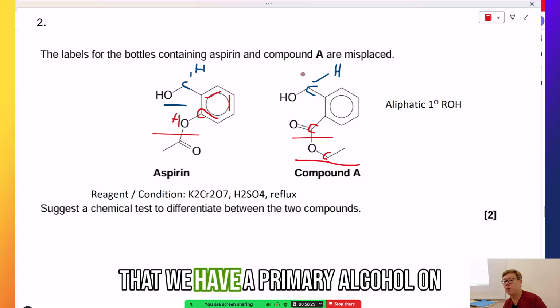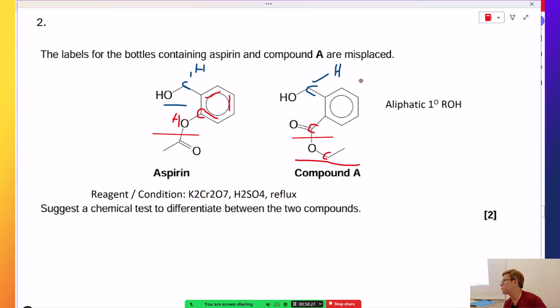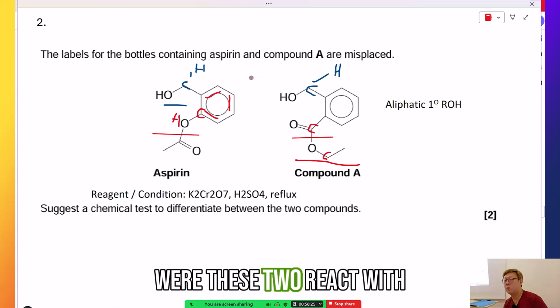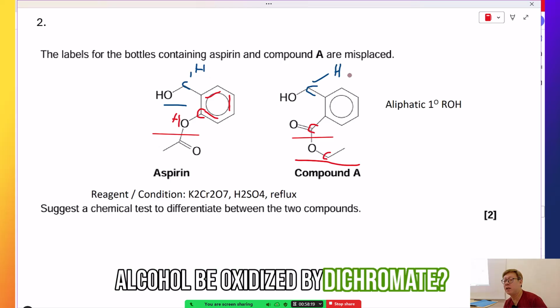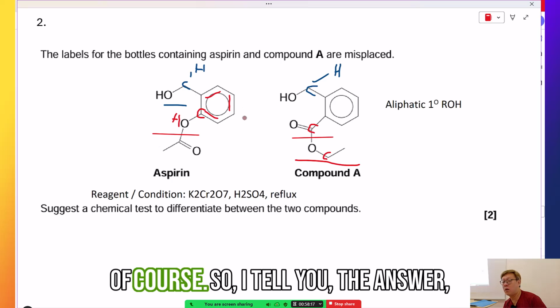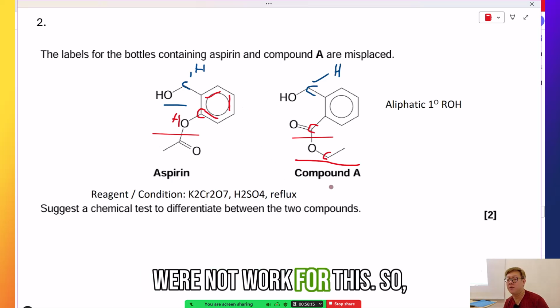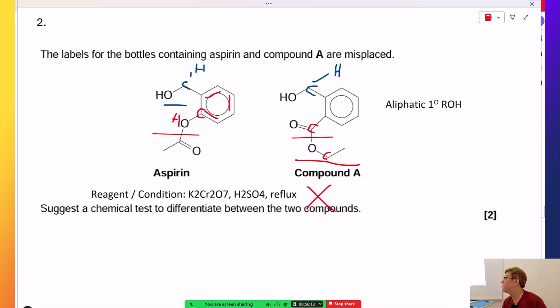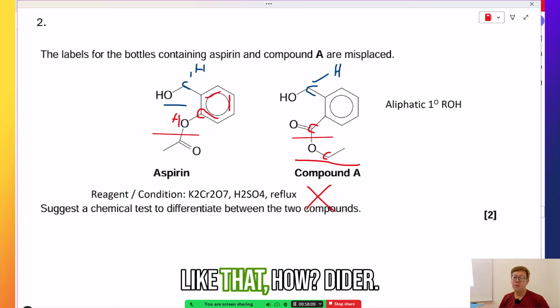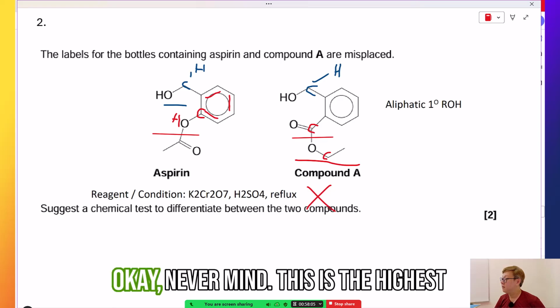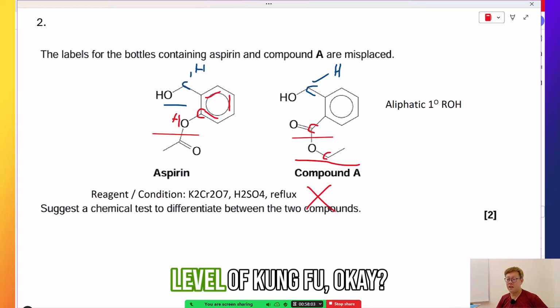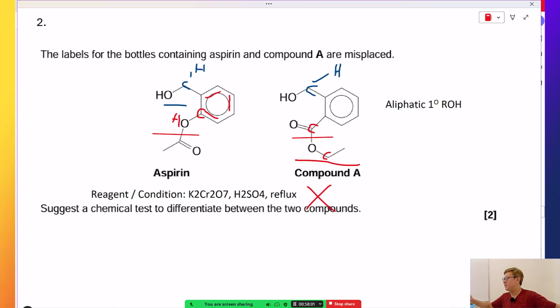Do you see that we have a primary alcohol on top? So will these two react with dichromate? Can primary alcohol be oxidized by dichromate? Of course. So I tell you, the answer will not work for this. So evil, right? Wow, like that how? Okay, never mind. This is the highest level of Kung Fu already.